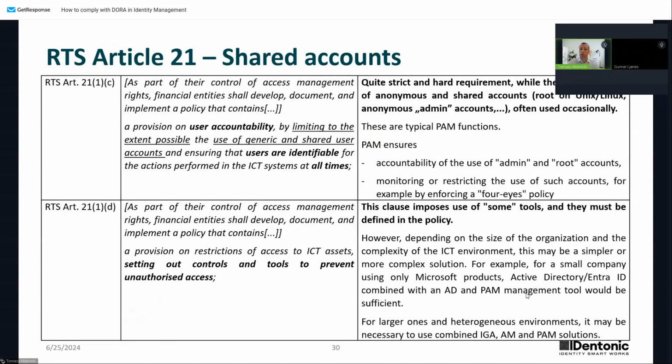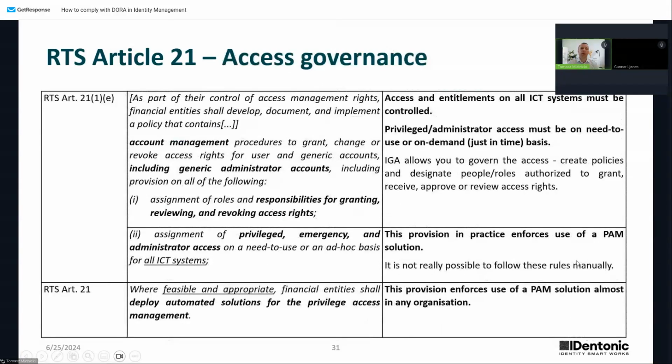Maybe the question is which one to choose, but you need to use them. Access governance, that's what I've said already. You need to manage the generic administrator accounts and all accounts actually, and you need to review the access rights periodically. You need to review that and revoke access rights when they are not needed anymore. So again, it strengthens the requirement to have the access management being reviewed and revoked. Don't forget about revoking. So here, a privileged access management solution or IGA solutions, that's something that can do this.